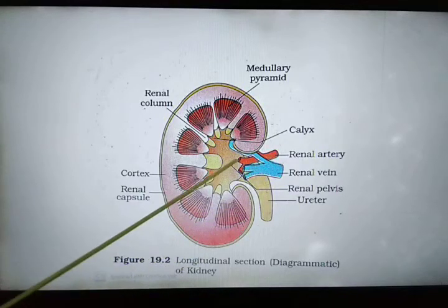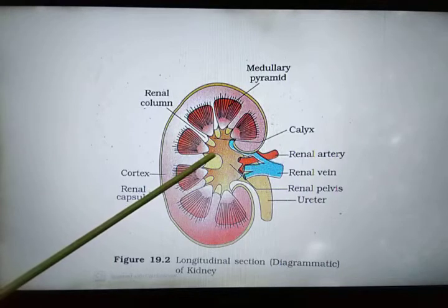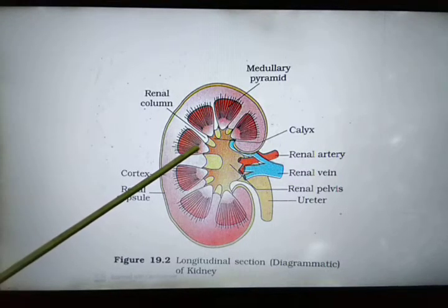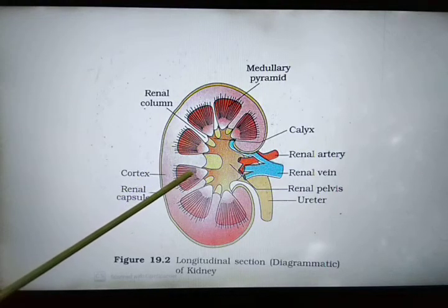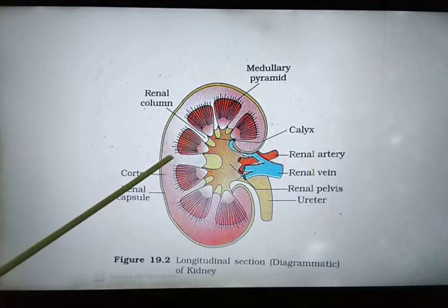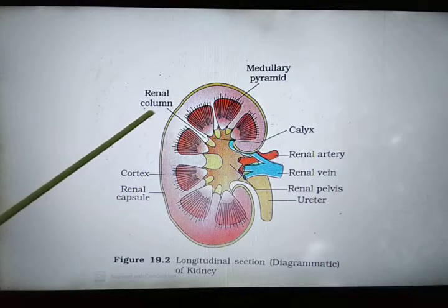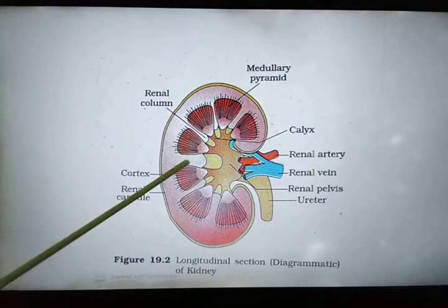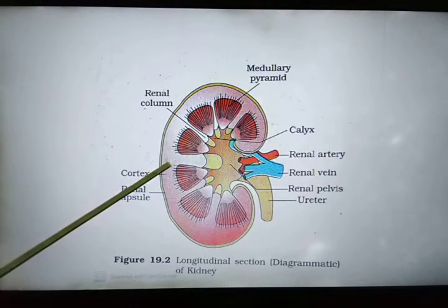So the renal pelvis is a funnel shaped structure. It has the opening of the calyx. The calyx in turn are connected with the medullary pyramids which are present in the medullary zone of the kidney, and in between the medullary pyramids they have the extension of the cortex region as renal column or column of Bertini. So this was the internal structure of the kidney.